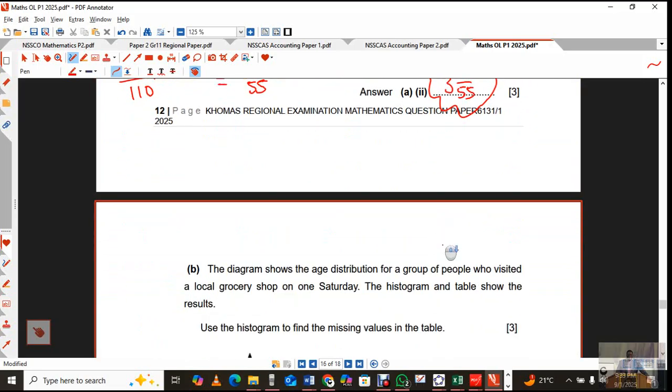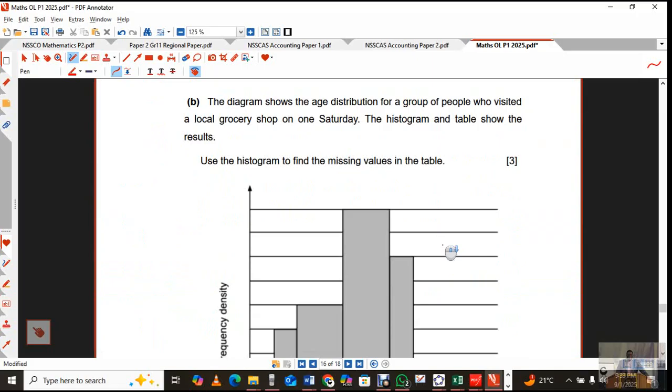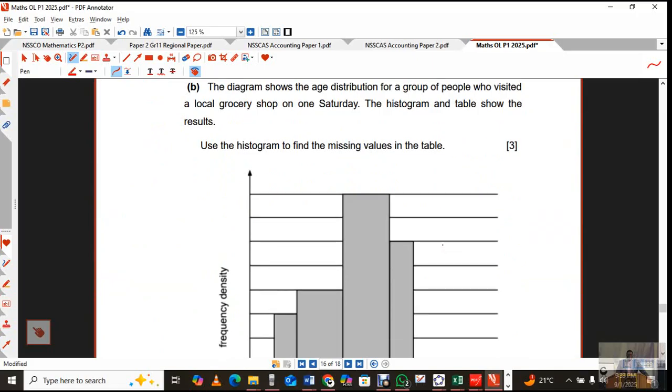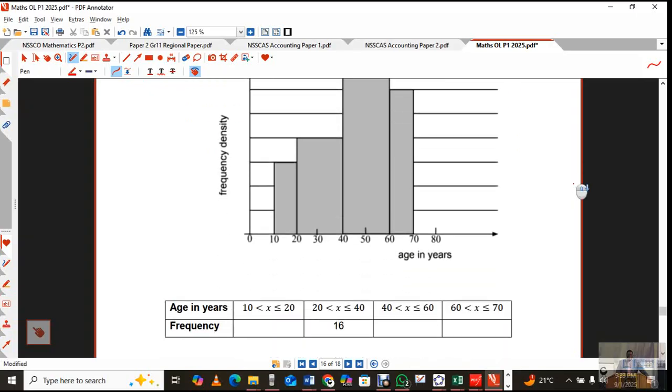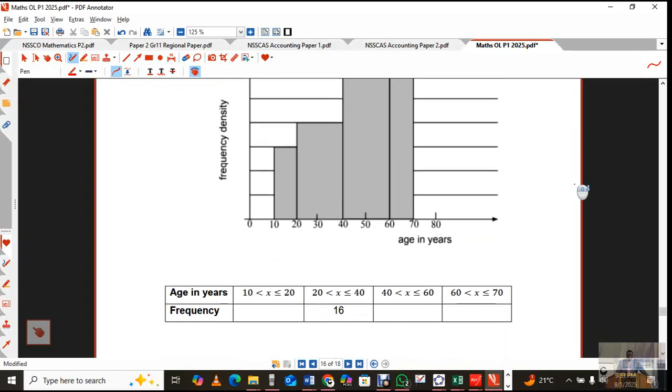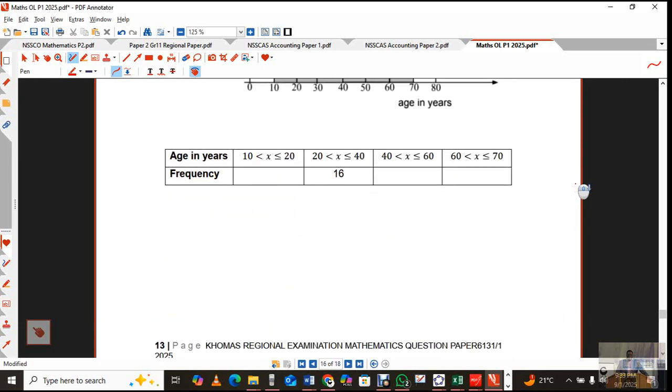It's still statistics. The diagram shows, so it's totally a different story. The age distribution for a group of people who visited a local grocery shop on one Saturday. They don't tell you how many people there are. The histogram and table shows the result. Use the histogram to find the missing values in the table. Right, there's something that I am going to write over here. And I expect you to be able to work with me on this one.